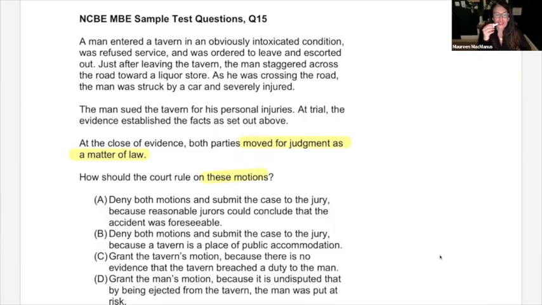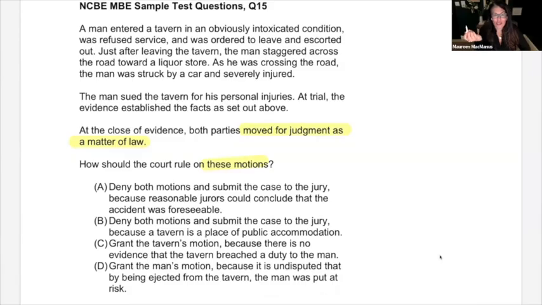So here it says, a man entered a tavern in an obviously intoxicated condition. Notice I'm not seeing the classic SMJ setup, he's from state A, they're from state B, etc. So I'm thinking, well, maybe it's not totally civil procedure. That's a hint. So he was refused service and was ordered to leave and escorted out. Just after leaving the tavern, the man staggered across the road toward a liquor store. As he was crossing the road, the man was struck by a car and severely injured. The man sued the tavern for his personal injury. At trial, the evidence established the facts as set out above.